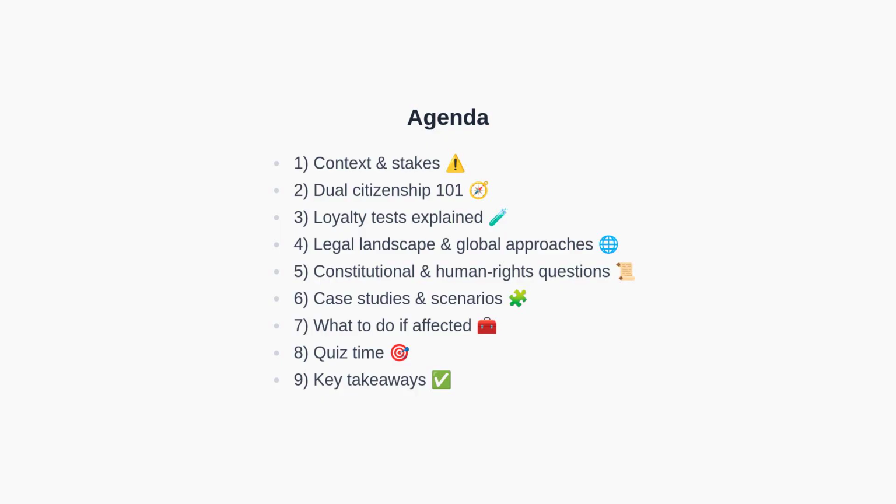Here's the plan for this video. First, we will frame the context and stakes. Next, we will define dual citizenship and examine loyalty tests. Then, we will assess the legal landscape and global approaches. After that, we will analyze constitutional and human rights issues and walk through case studies. We will finish with practical steps, a quick quiz, and key takeaways.